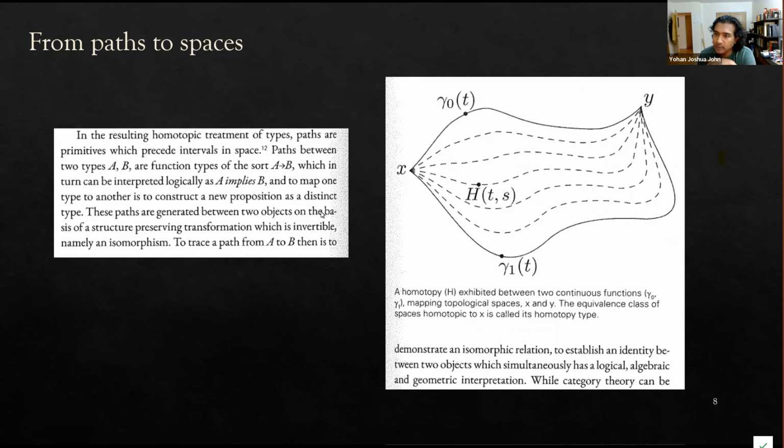So these paths are generated between two objects on the basis of a structure-preserving transformation, which is what we were talking about. It's an isomorphism. So it's a very, very conservative mapping. To trace a path from A to B is then to demonstrate an isomorphic relation, which means you can go and come back without losing any information. To establish an identity between two objects, which simultaneously has a logical, algebraic, and geometric interpretation. So the geometric interpretation is this path idea. The logical one is one of the lists sometimes. I don't know whether it's just implication. Implication is asymmetrical. So there are three interpretations that you can have.